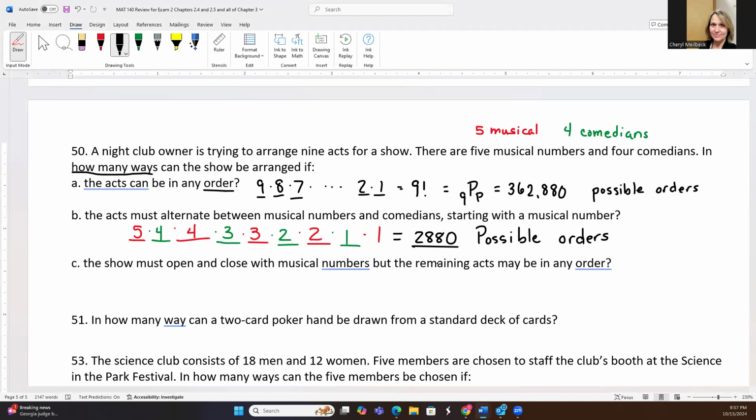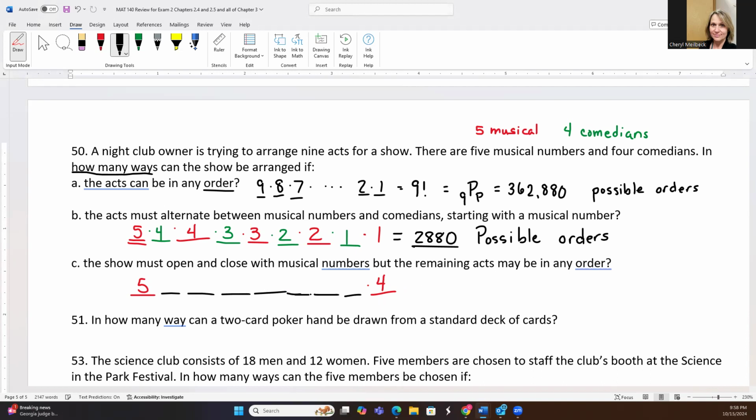Now, the last one says the show must open and close with musical numbers, but the remaining acts may be in any order. So musical numbers, that means there are 5 for the first number. And then if you're choosing from the musical numbers for the last one, there would be 4 to choose from. Now, for the remaining numbers, it does not matter what they are. They could be musicals or they could be comedians.